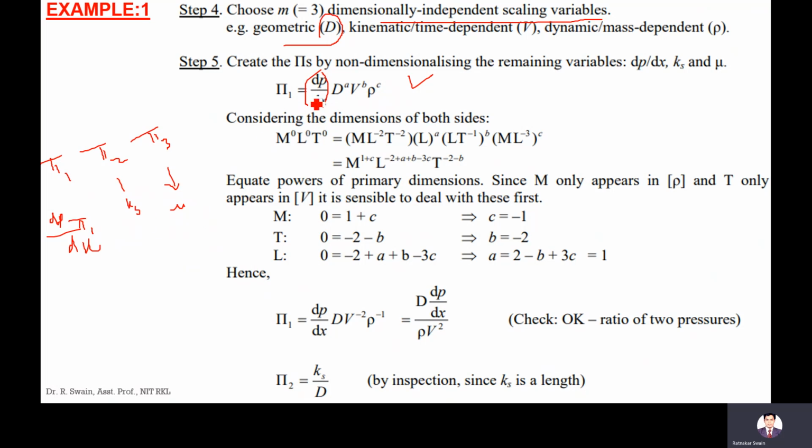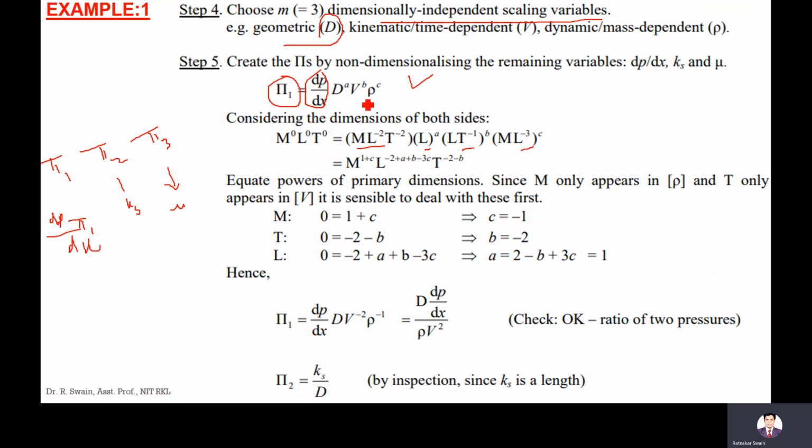Considering the dimensions of both sides, it is a non-dimensional parameter. There is no dimension, so M to the 0, L 0, T 0. We write dp by dx in MLT dimensional form, d, v, and rho in dimensional form. If we equate these powers, 0 will be equal to 1 plus c, 0 will be equal to minus 2 plus a plus b minus 3c, and minus 2 minus b will be 0. With these three equations we can calculate the c value, b value, and a value.